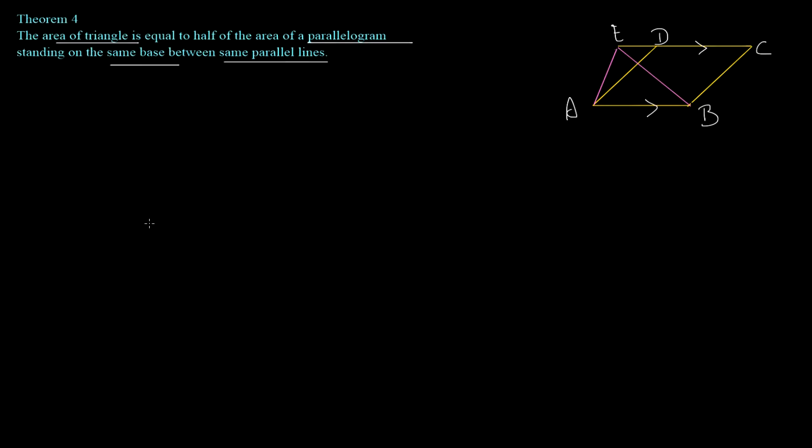The area of triangle ABE is equal to half of the area of the parallelogram ABCD standing on the same base between the same parallel lines. First let me just write this in symbol form: the area of the triangle equals half the area of parallelogram ABCD. So that is basically what the theorem says. So how do we prove it?